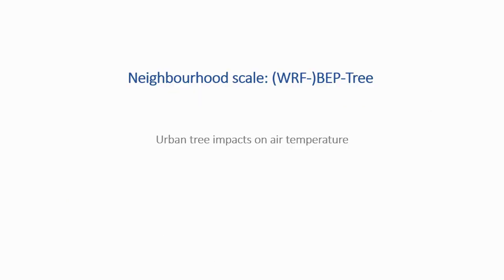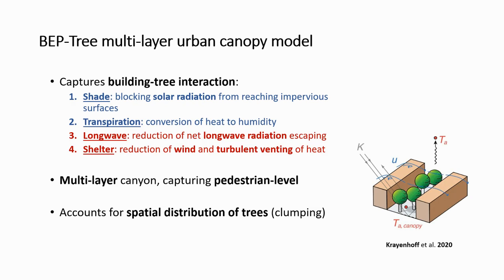Okay, so let's move on to the neighborhood scale, block to neighborhood scale, where we've been developing the BEP-Tree model, and we're now combining it with the WRF model, or adding it into the WRF model rather. And so here we're really looking at impacts on air temperature rather than mean radiant temperature.